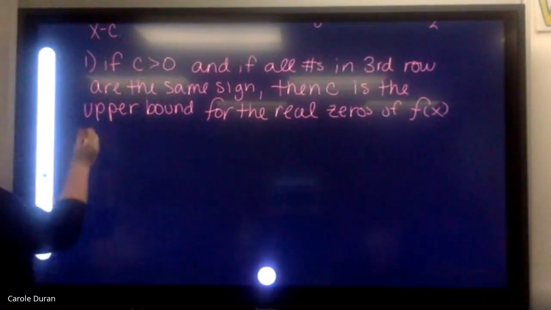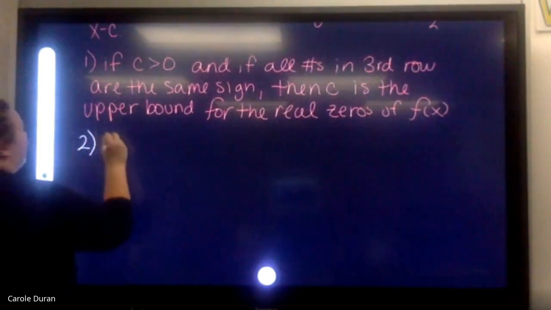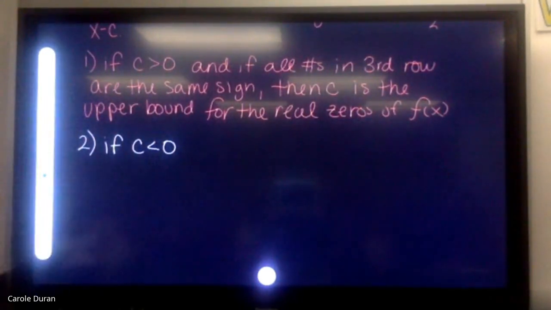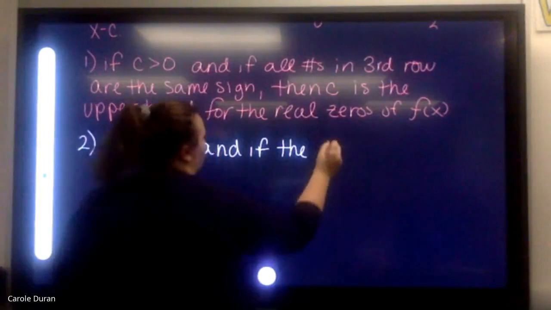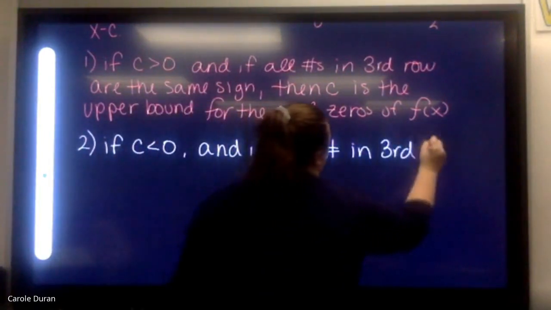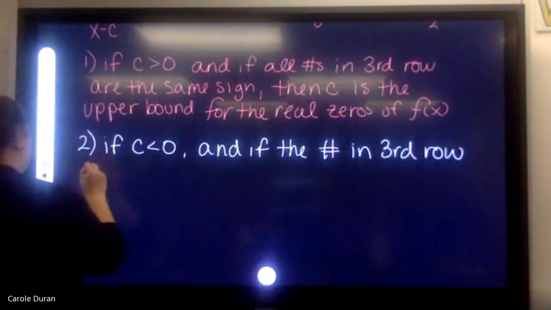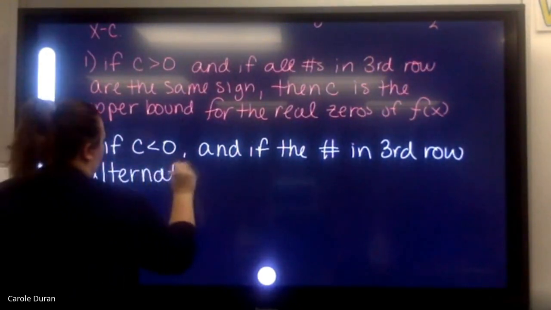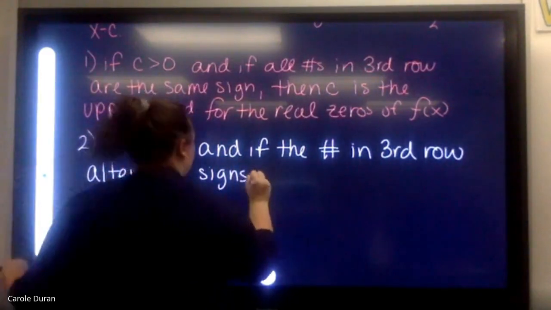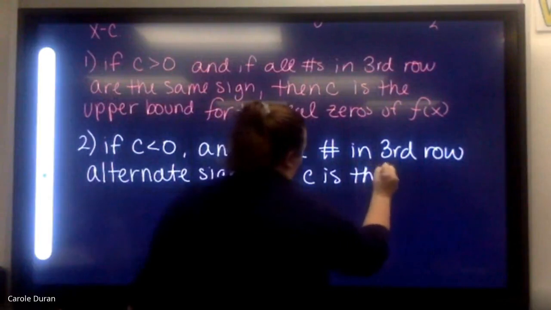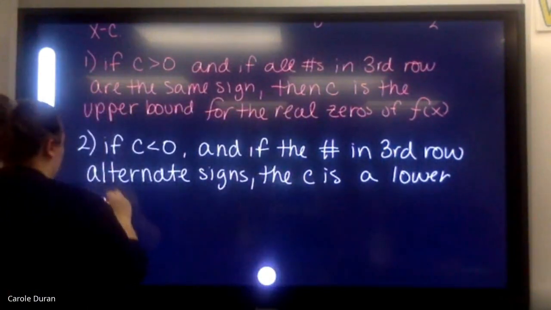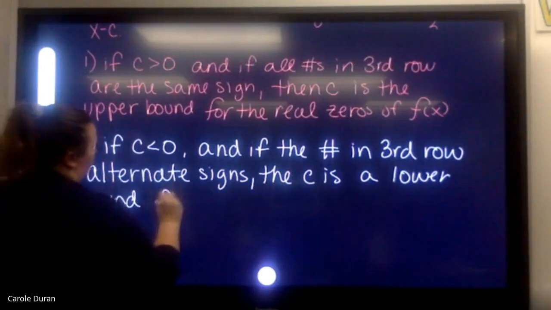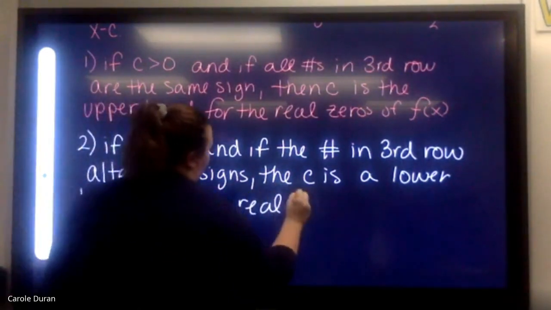Next part of this: if that c value I'm dividing out is negative, so if it's less than 0, and if the numbers in the third row alternate signs, then c is the lower bound, or we can say c is a lower bound for the real zeros of our polynomial.